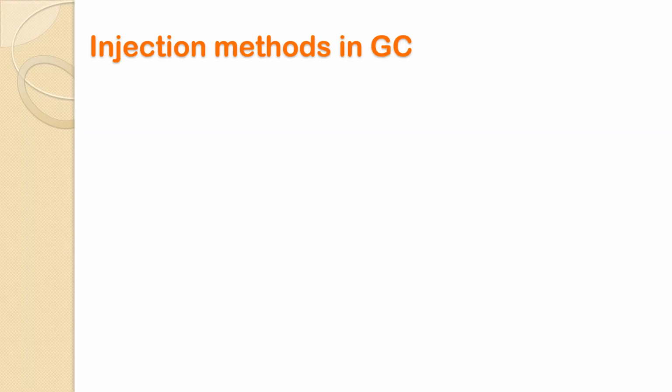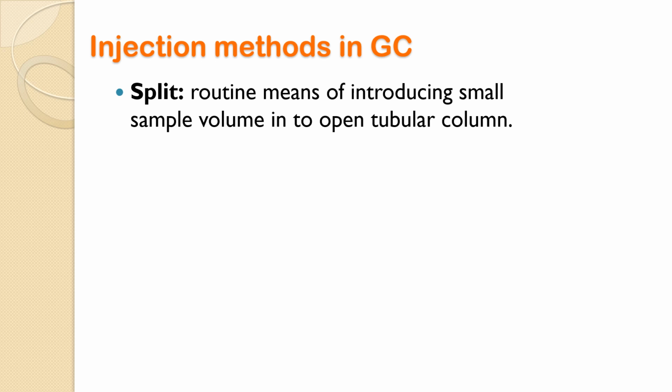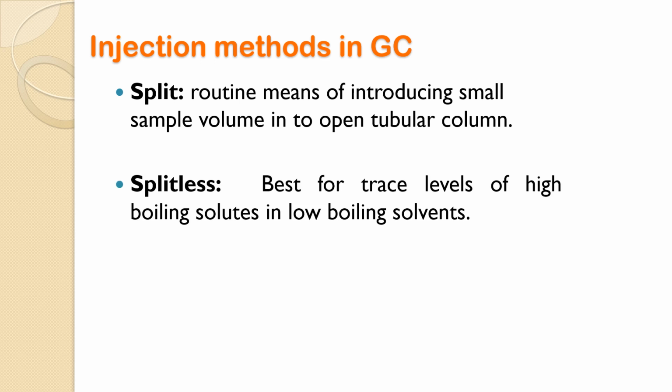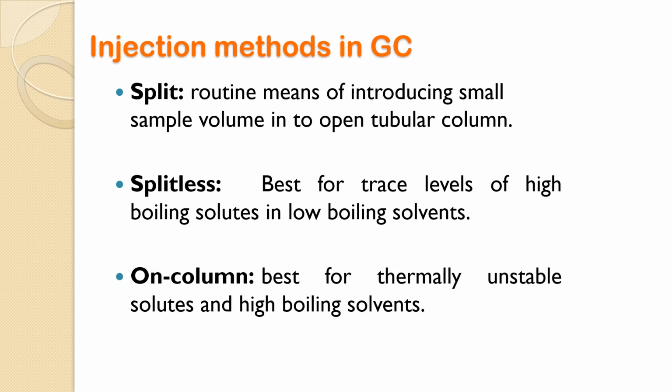The injection methods in gas chromatography: either it is split. Split is a routine means of introducing sample volume in the open tubular column. Another is splitless, best for trace levels of high boiling solutes in low boiling solvents. The other is direct injection into the column, best for thermally unstable solutes and high boiling solvents because the injection systems are heated. So the solutes which are thermally unstable are directly injected into the column.